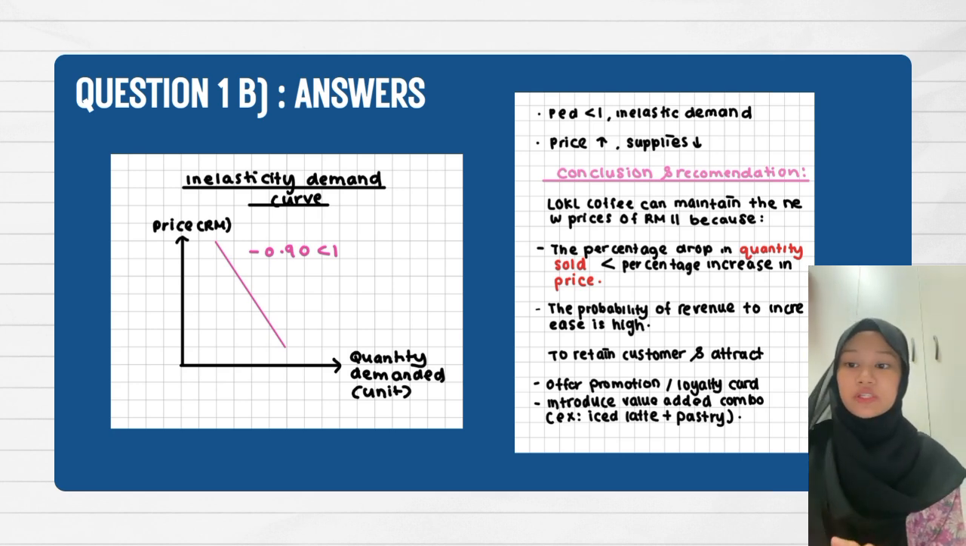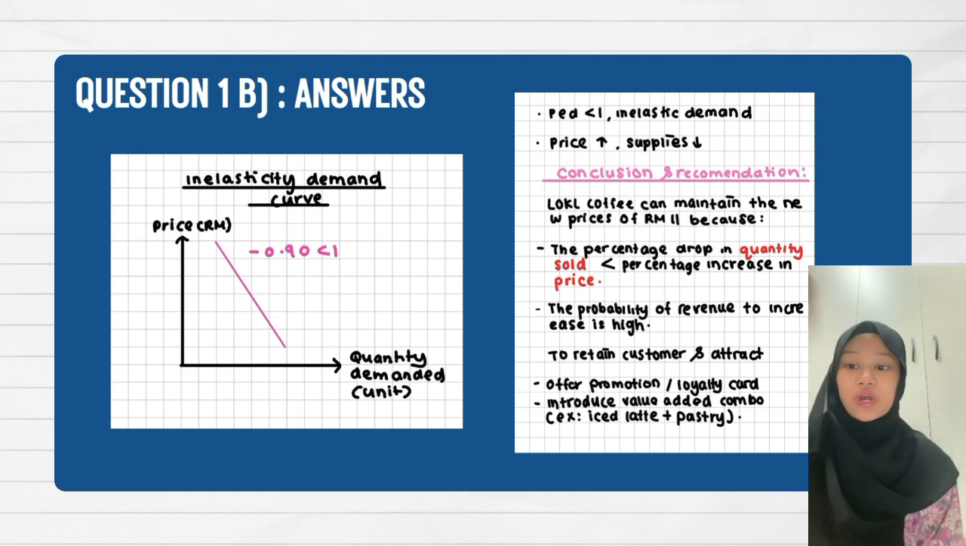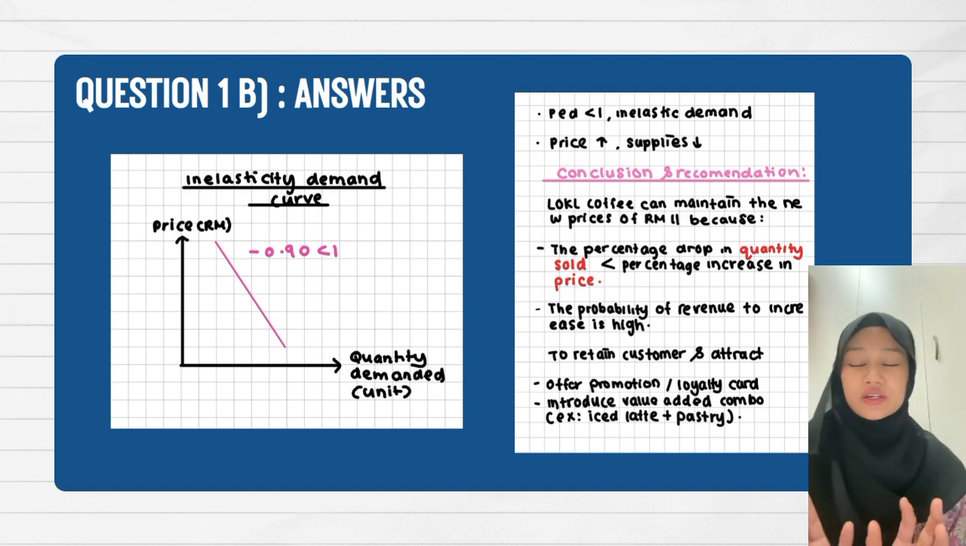However, to maintain customer satisfaction and loyalty, the cafe should also offer promotions and discounts occasionally. For example, buy 5 get 1, or they can introduce combo sales like iced latte with a set of pastry to add more value. So by combining a smart pricing strategy with great service, the cafe can increase both revenue and customer retention.